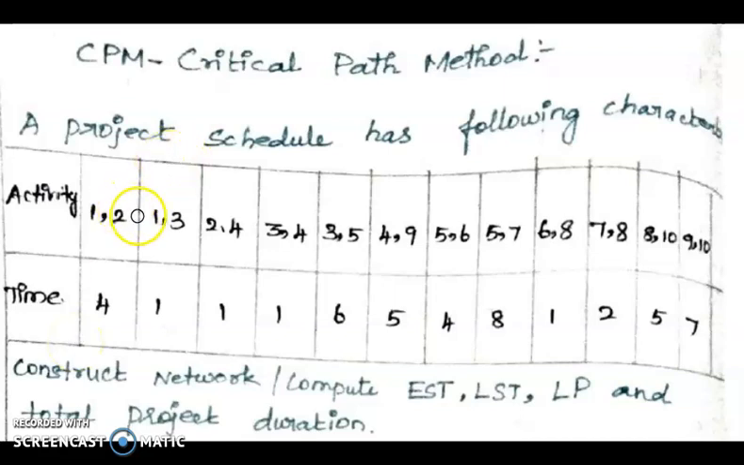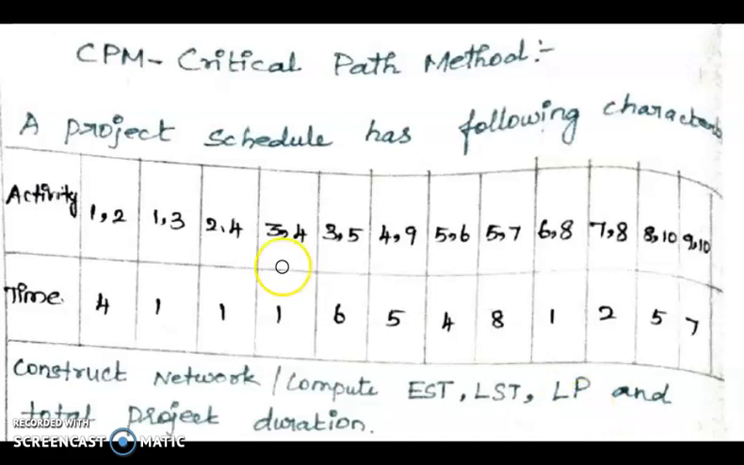The completion time for 1 to 2 will be 4, and 1 to 3 is 1, 2 to 4 is 1, 3 to 4 is 1, 3 to 5 is 6, 4 to 9 is 5, 5 to 6 is 4, 5 to 7 is 8, 6 to 8 is 1, 7 to 8 is 2, 8 to 10 is 5, 9 to 10 is 7.